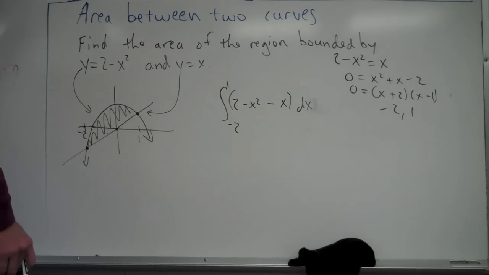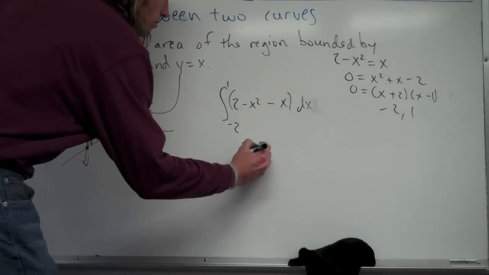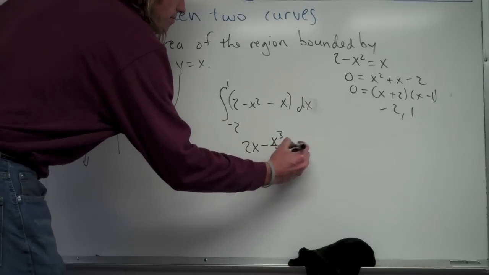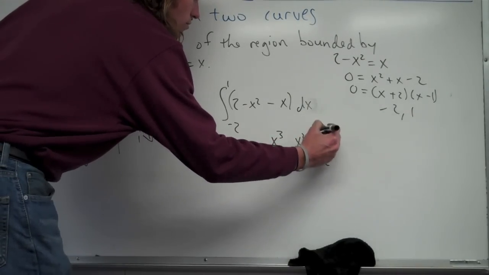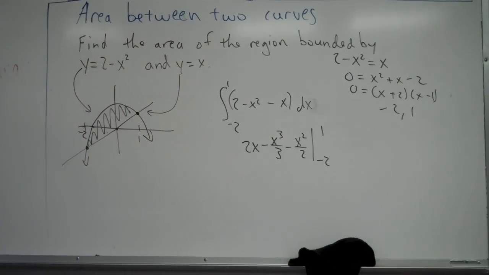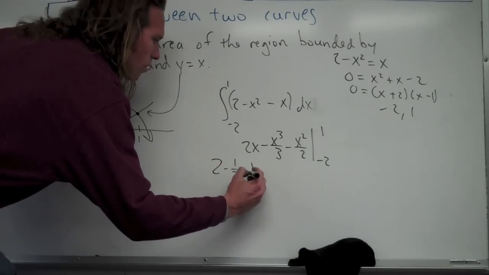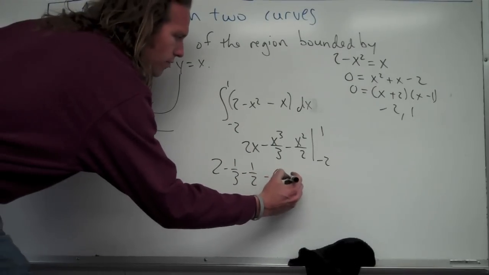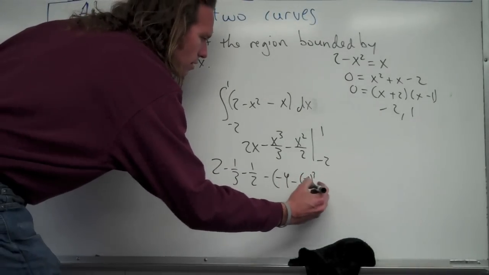This one's kind of a pain with the fractions, but let me show the antiderivative here. So the antiderivative is going to be 2x minus x cubed over 3 minus x squared over 2 from -2 to 1. Okay? And then at this point, you're just going to go ahead and plug 1 in for x. So it'll end up being 2 minus 1/3 minus 1/2. And then minus, then I'm going to plug -2 in for x, which will be -4 minus, I have -2 cubed over 3.